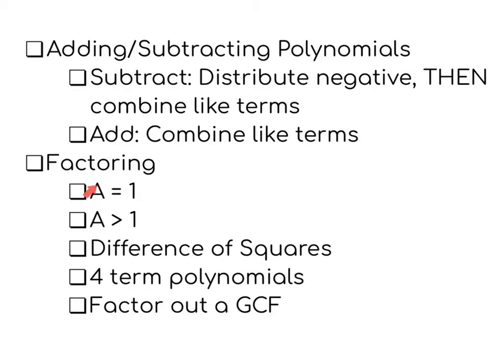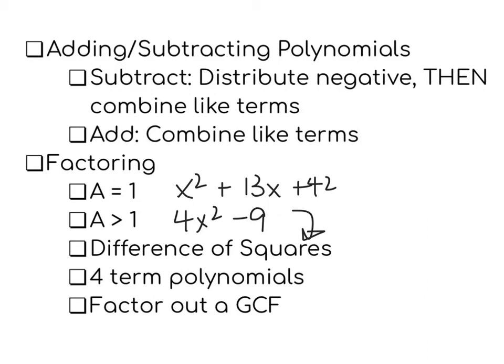And then factoring. What happens if, for example, we have a quadratic and the coefficient is 1, how do we solve that quadratic? What happens if the coefficient is greater than 1? So if we have a number like 4x squared plus 9, actually it would be 4x squared minus 9. How would we do that? And that actually is the difference of squares. Four-term polynomials and how to factor out a GCF.